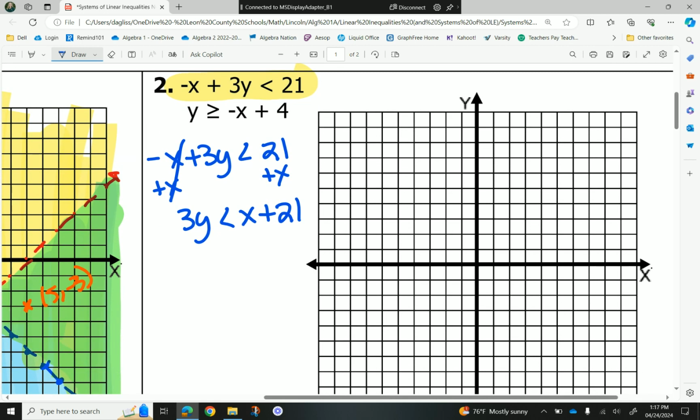I got to get rid of my 3 that's attached to my y. How do I get rid of that 3? Good. Divide every single thing by 3. What number is technically in front of this x that we don't see? A 1. Good. Do I flip my sign because I divided by positive 3? Nope. 1 over 3 just stays 1 over 3. Can't do anything about it. How about 21 over 3? 7.